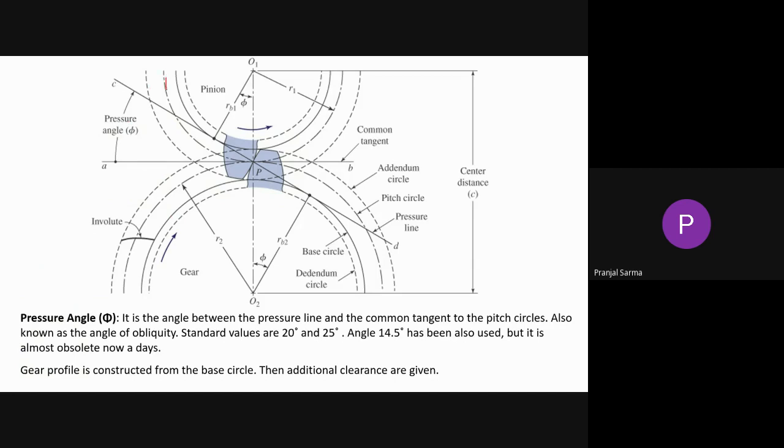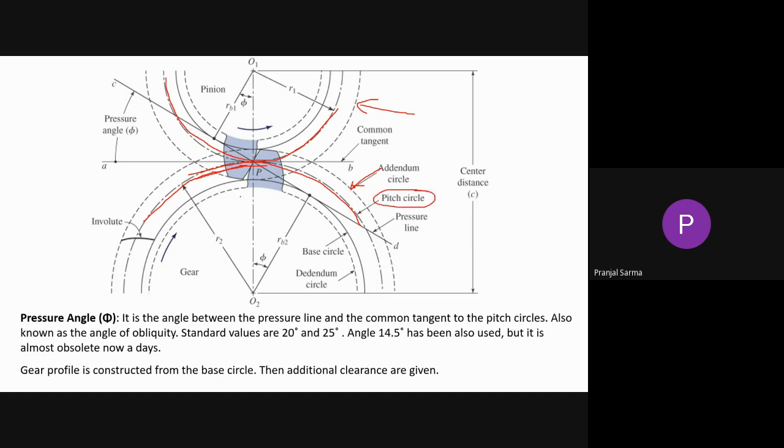So this is the pitch circle for this particular gear, and this is the pitch circle for the other gear. The upper circle is nothing but the addendum circle. Same goes for this, this is the addendum circle for this one. Similarly, the other red one that we have drawn is the pitch circle. Same thing for here.